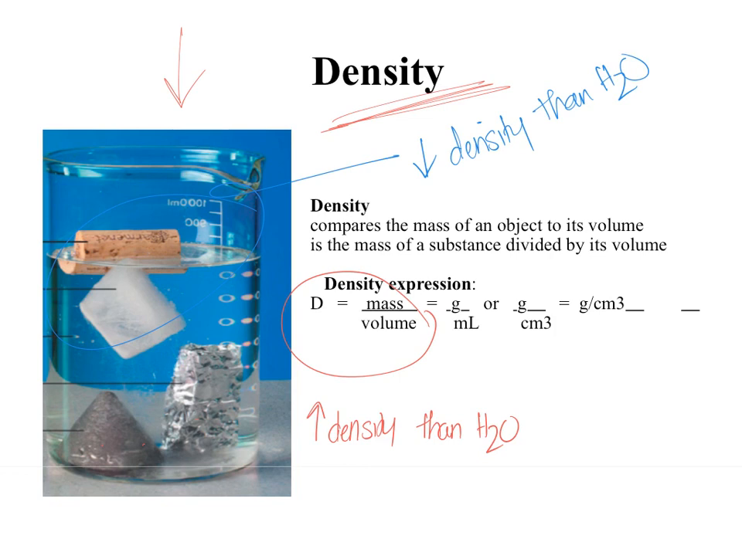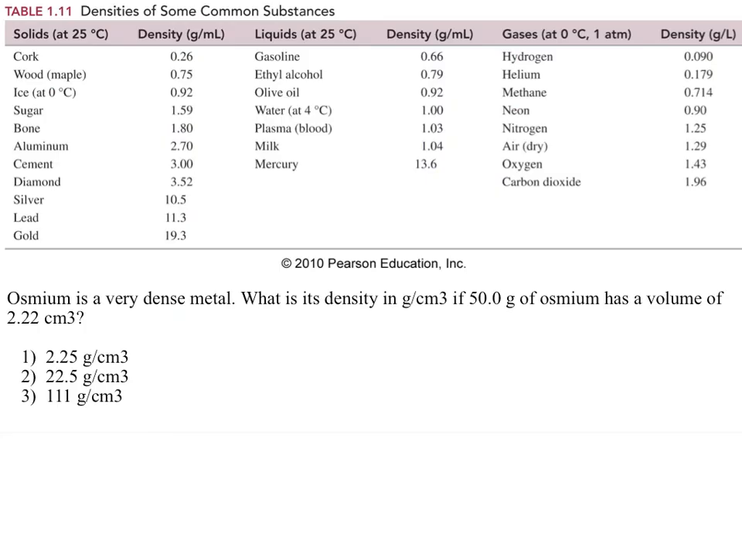Okay, so to do density, you need mass and volume of your substance. Typically, mass is in grams. Typically, volume is in milliliters or cubic centimeters. And remember, 1 milliliter equals 1 cubic centimeter. So the numbers would still be the same if you worked them out. Density, however, can be in any unit of mass and volume, but the problem would have to be specific and tell you, or ask you for a specific.